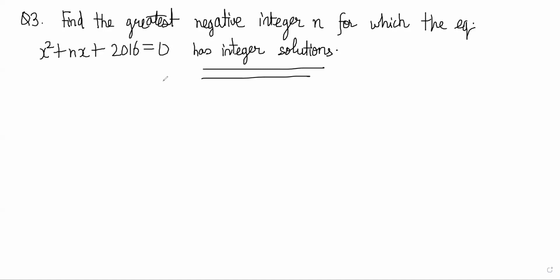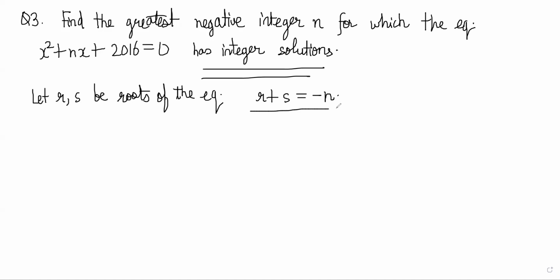Okay. So we'll start by saying let R and S be roots of this equation. Now we have R plus S is equal to minus n, but we know that n is a negative integer. Minus n is therefore greater than 0. Right? So we have R plus S is basically greater than 0.